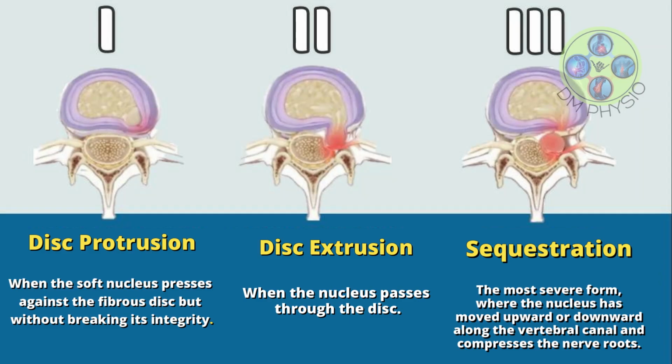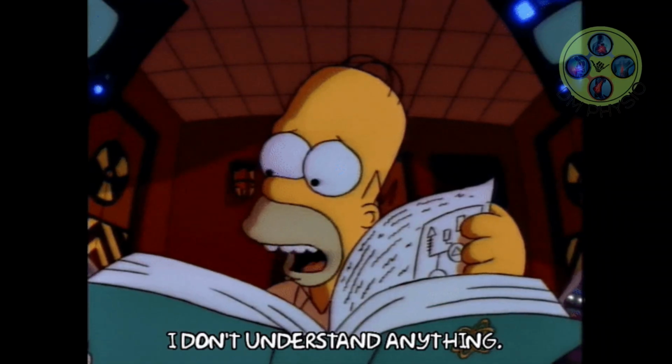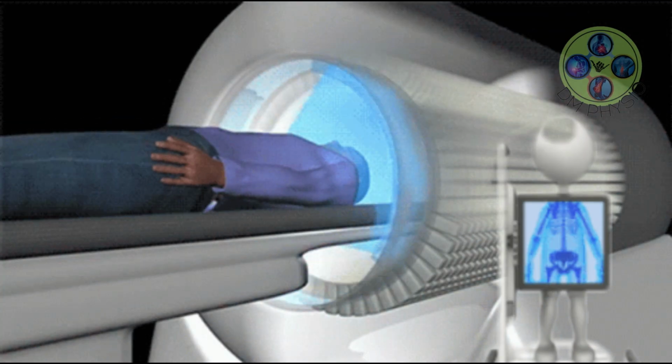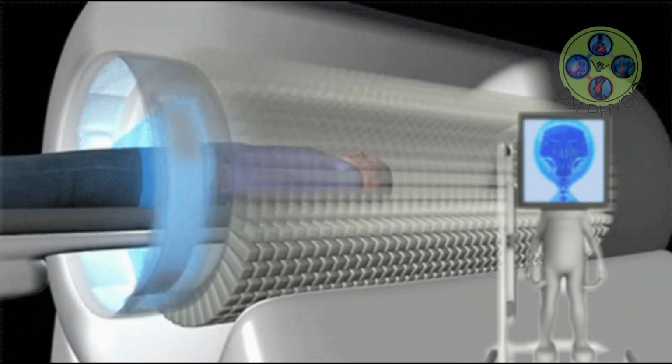Disc herniation treatment. The treatment of disc herniation depends on the stage of the condition. In the first and second stages, people can often recover without surgery. However, if you've reached the third stage, surgery becomes necessary to avoid permanent damage. The best way to determine what stage you're in is through an X-ray or MRI.